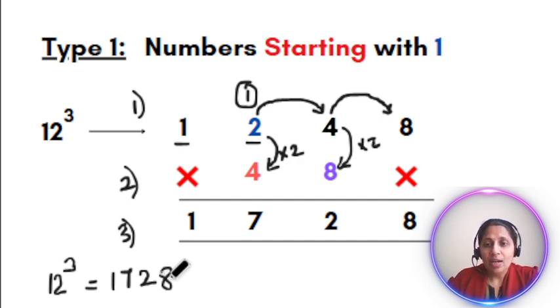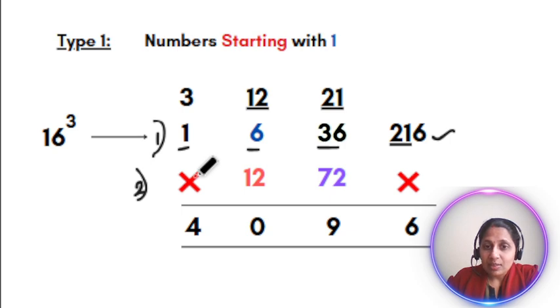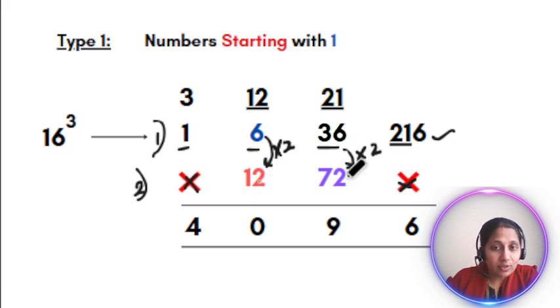So that's it. Now let's see another example to understand this type better. So take the number 16 cube. So first step, write the numbers 1 and 6 as such. In the next 2 places, write the square as well as the cube of the number 6. Now the second step. Put the cross at the first place and the last place and double your center 2 digits. Okay? Like this. And now 2 times 6 gives you 12 and 36 times 2 gives you 72.